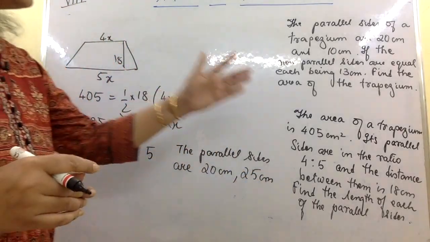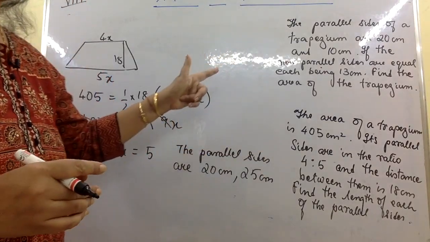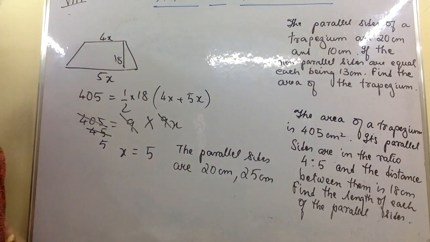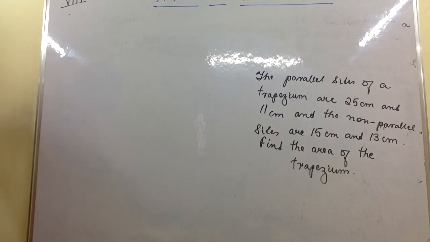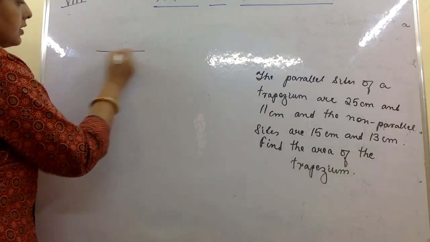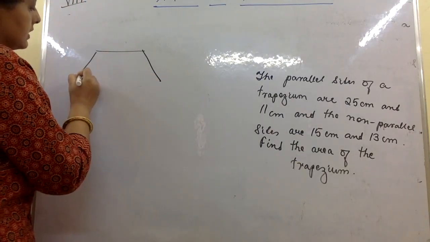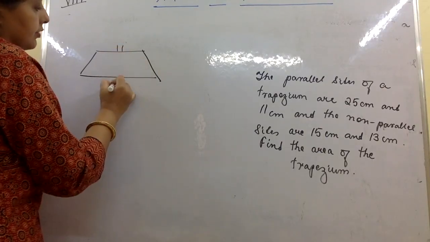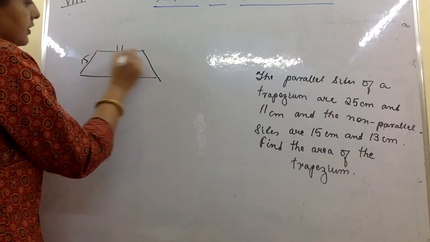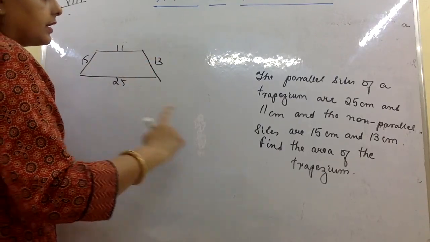In one there was a ratio given and in one the height was not given. So what do you do then? Okay, so let's see some other questions. So here is a question. The parallel sides of a trapezium are 11 and 25. Here the smaller one, here the bigger one, and the other ones are 15 and 13, the non-parallel sides. Find the area of the trapezium.